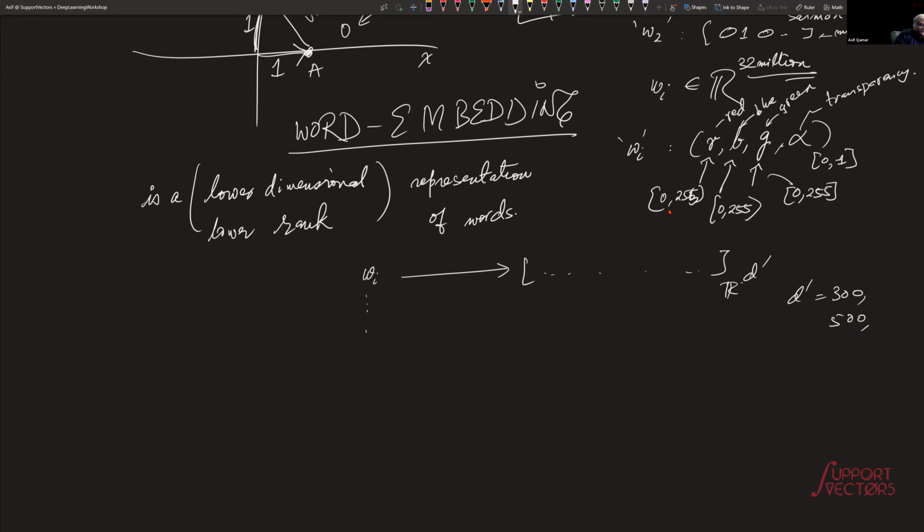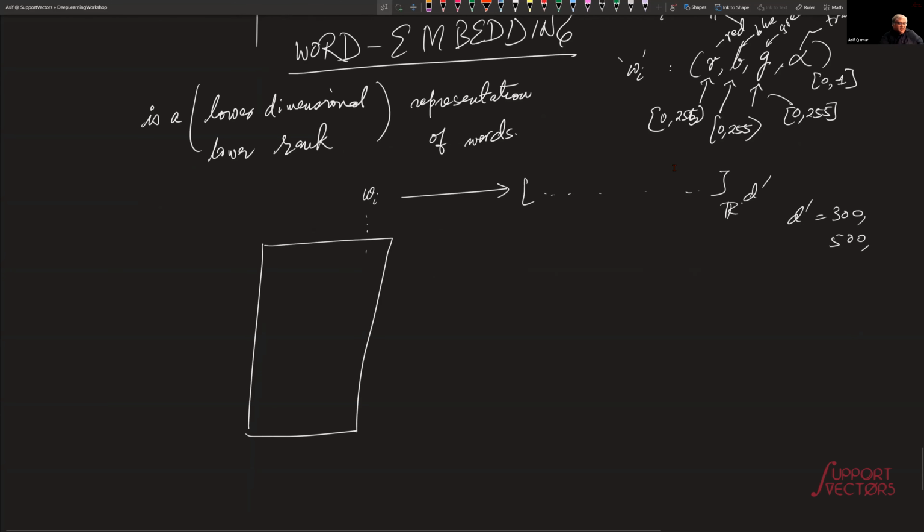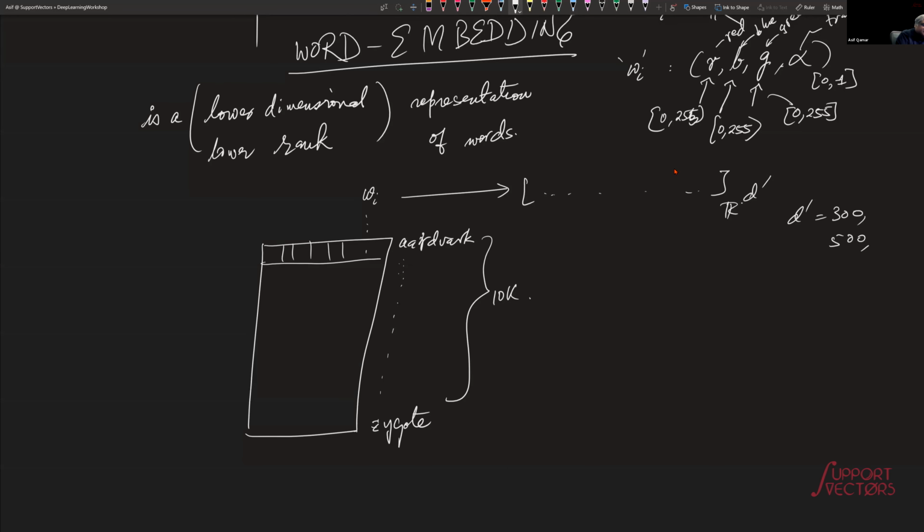So one easy way is to do this. You take a vocabulary of words, let's say 10K words. You start with aardvark, or whatever the first word in the vocabulary is, and you go to the last word of the vocabulary. I don't know what the last word is, but probably zygote. So you go from aardvark to zygote. Now, each of these words you are representing. What is the height of this? It is 10K. And this width is D prime, the dimensionality, the number of cells here.